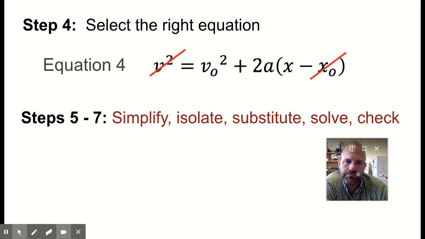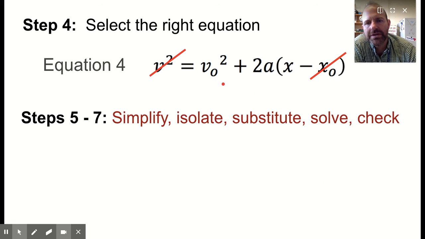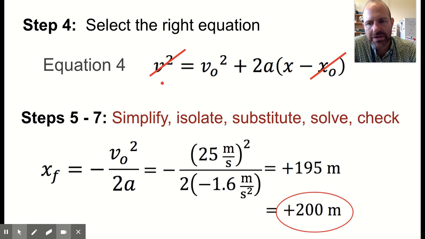Then we'll do what we do when we solve problems with equations. We're going to simplify, isolate, substitute, solve, and check. So first, simplify. Anything that's 0, we cross out. We isolate. We rearrange the equation to solve it symbolically. x final equals negative v naught squared over 2a. That is the answer regardless of what v naught and a are. So that's a really powerful solution. Then we substitute in with units once and solve and make sure that that makes sense.